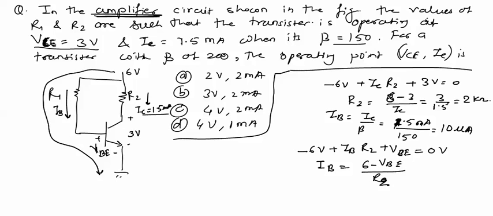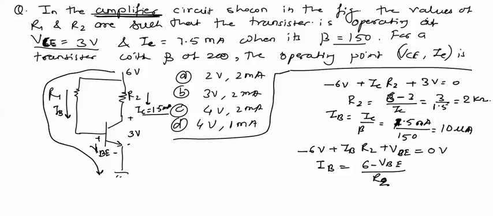Now again we will read the whole problem. In the amplifier circuit shown in the figure, the values of R1 and R2 are such that the transistor is operating at VC equal to 3 volt and IC equal to 1.5 milliampere when its beta is 150. For a transistor with beta equal to 200, the operating point VC, IC is, means we are to calculate. We have been given that a transistor has beta equal to 150, then we replace it with a transistor with beta equal to 200.